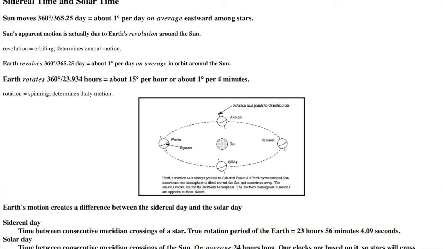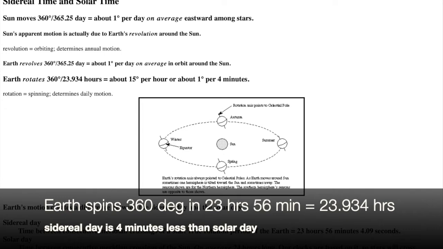The sun moves 360 degrees divided by 365.25 days equals about 1 degree per day on average eastward among the stars through the zodiac constellations. Of course, the sun's apparent motion is actually due to the Earth moving, or revolving, about 1 degree per day on average in its orbit around the sun. The Earth rotates, or spins, 360 degrees divided by 23.934 hours equals about 15 degrees per hour, or 1 degree every 4 minutes on its axis. That's also 1/4 degree per minute.